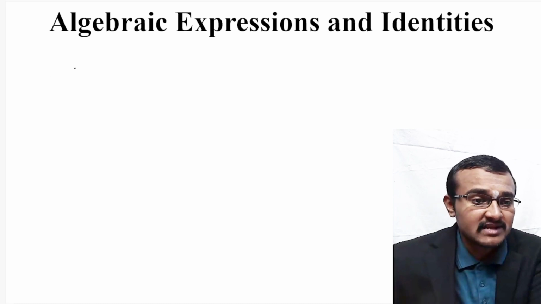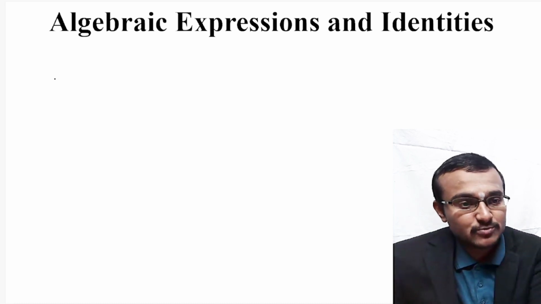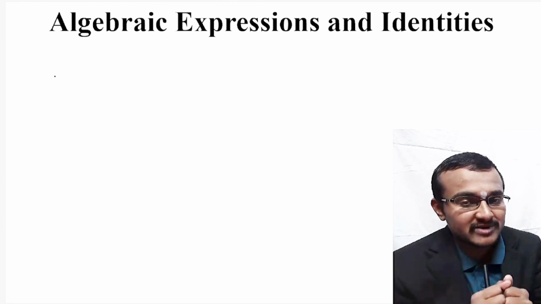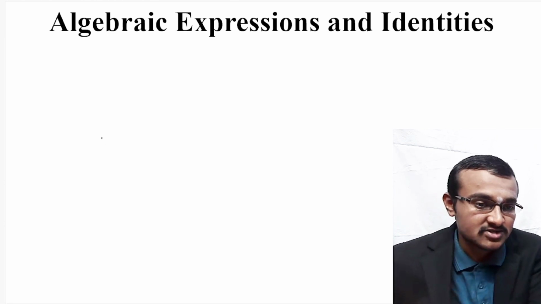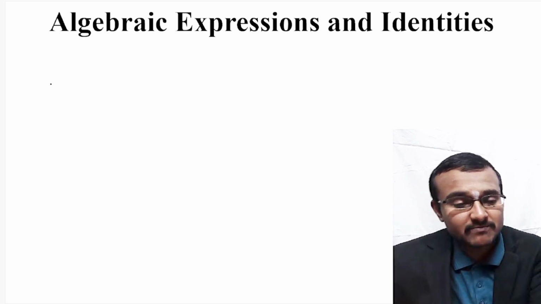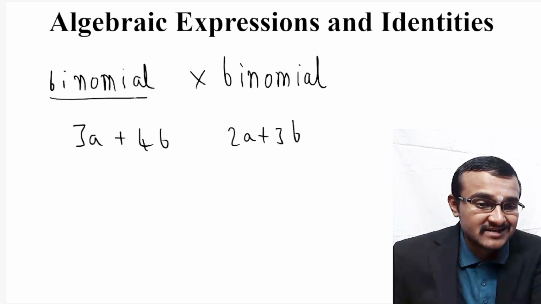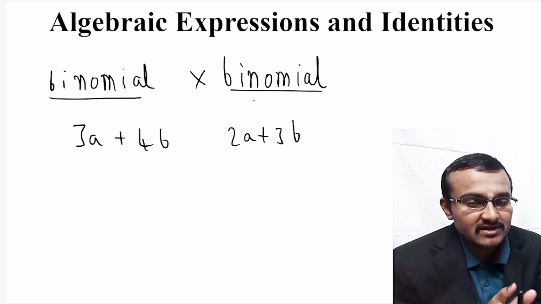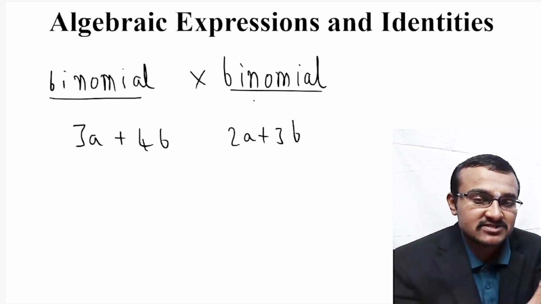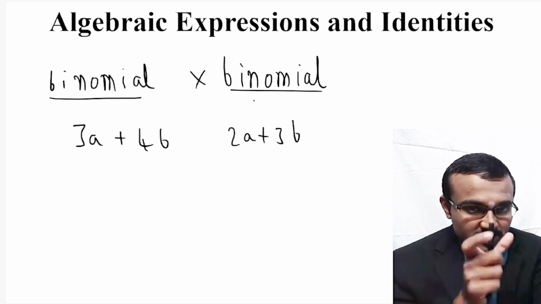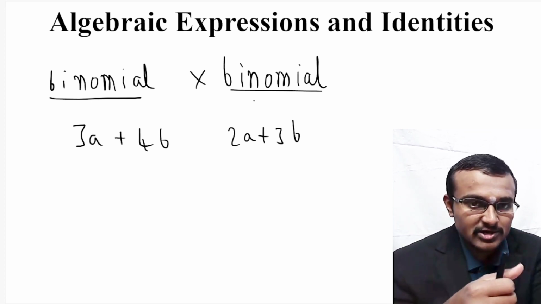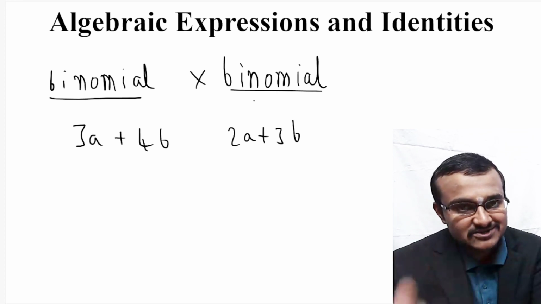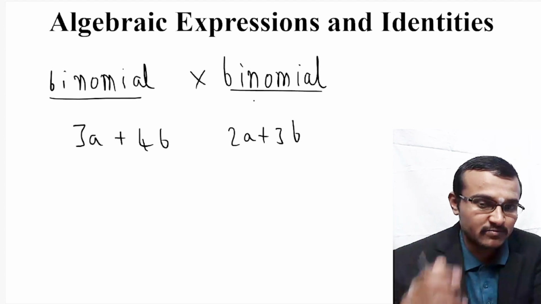Here we will actually look at binomial into binomial. Now we will actually see how one polynomial and another polynomial can be multiplied with each other. So let us take binomial into a binomial. Binomial is also one kind of polynomial. Any algebraic expression which has two or more terms is a polynomial. So here only two terms are there, so it is a binomial. Here also two terms are there, that is also a binomial. So we are doing binomial into binomial.